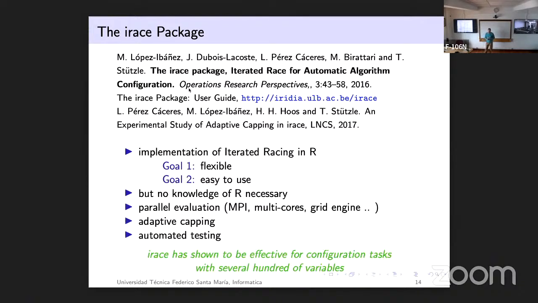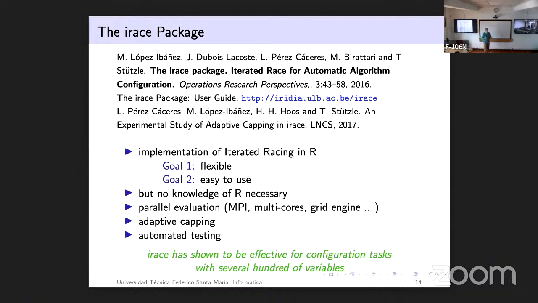And the irace package is also public. If you want to use it, you can use it. It is implemented in R, and it is iterated race in R. It's flexible. You can just type in what your parameters are and run it. It is easy to use, so no knowledge of R is necessary.